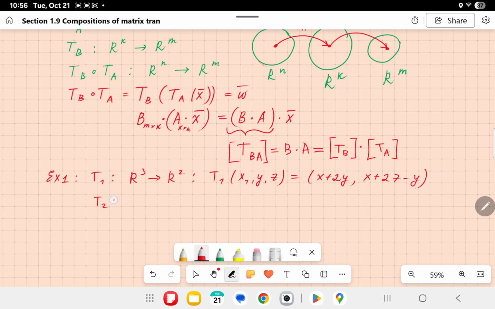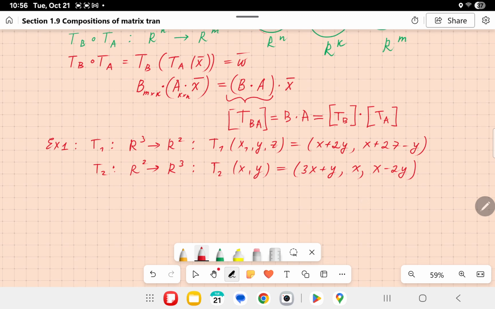My second transformation, T2, is going to take a two-dimensional vector and convert it back into a three-dimensional vector. And it's going to have a different formula. The formula is going to be taking two coordinates x, y, and converting them into three coordinates: 3x plus y, x, minus 2y. Well, let's find that composition of T2 by T1. What is going to be the matrix of composition?